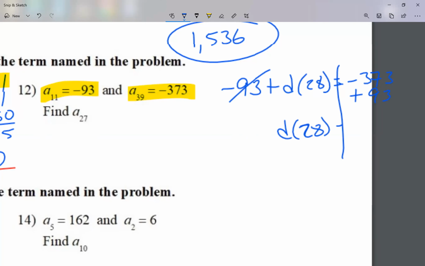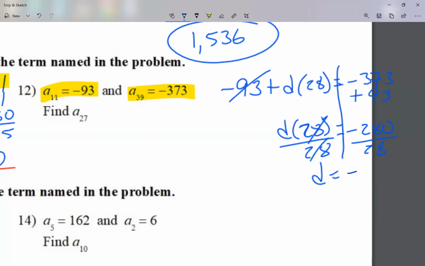Okay, what do I do when I have the signs different? Well, I subtract my values, right? Negative 373, positive 93. The signs are different. I subtract the values. So 373 minus 93 is 280. And I keep the sign of the larger number. So in this case, negative 280. Let me divide by 28.